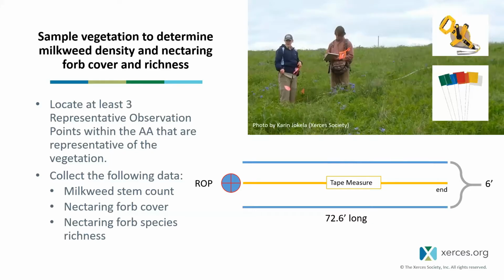Here is the heart of the WHEG, and that is going out and sampling vegetation. Pick 3 sites at your assessment area. At each site, run a tape measure 72.6 feet long, and then go 3 feet to either side. This happens to be, is it 1/100th? I think this is 100. I can't remember if it's a 100th or 1,000th of an acre. This area is what you will assess for milkweed abundance and for nectaring plant abundance and nectar forb species richness.